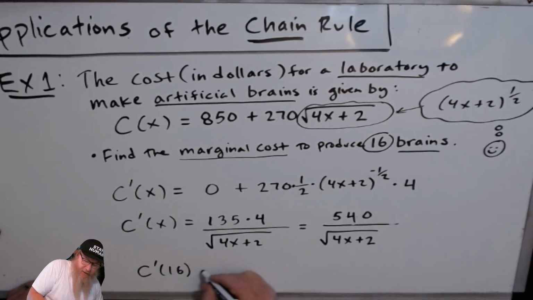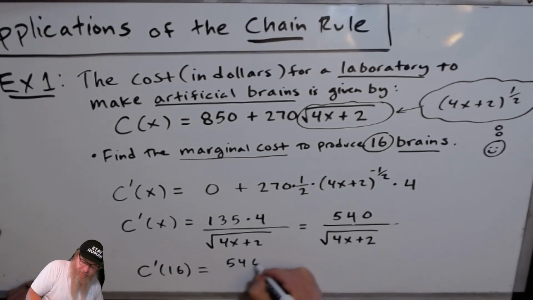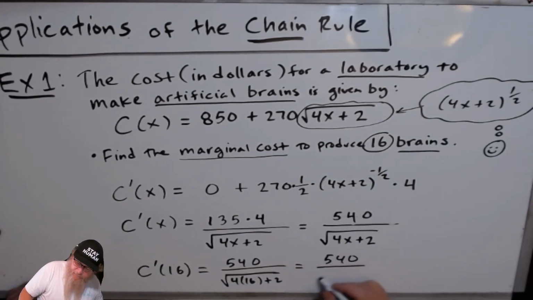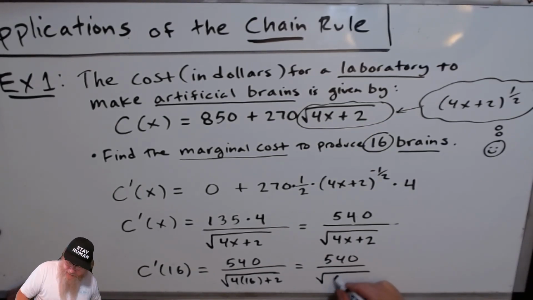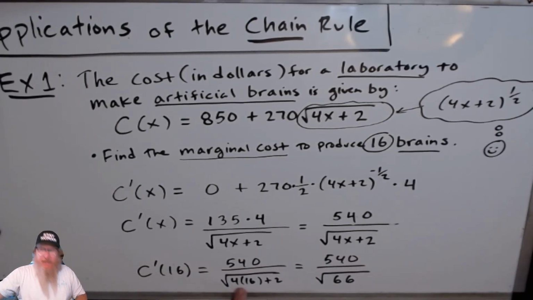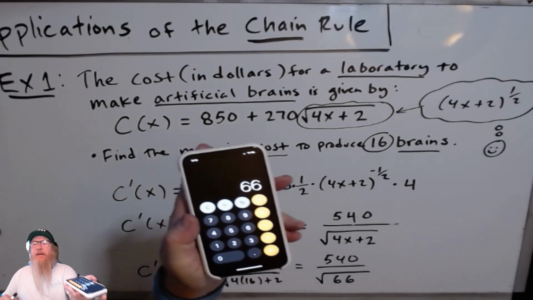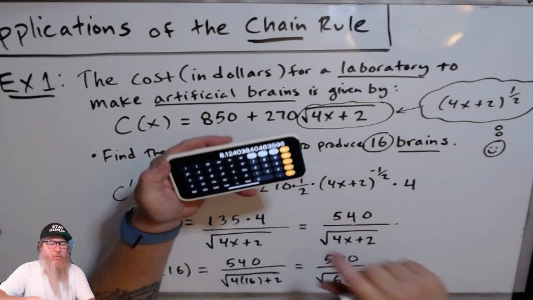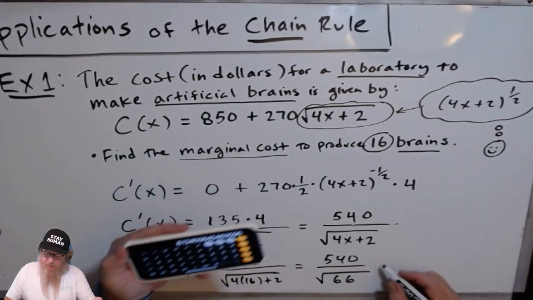Okay, so now we're going to plug in the 16. So we have 540 over the square root of 4 times 16 plus 2. That's going to be 66. Square root of 66. Let's make sure that's right. 16 times 4. I think I'm right this time. Plus 2. Yeah, I'm right this time. And then you've got the square root. Square root, it's about 8.12.